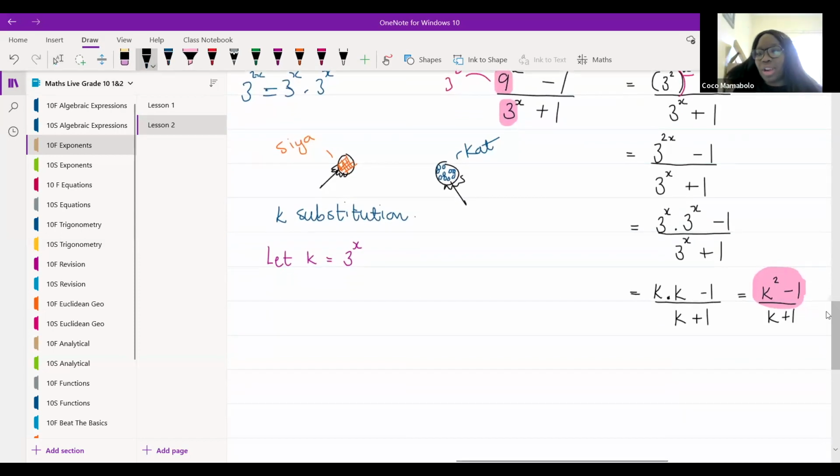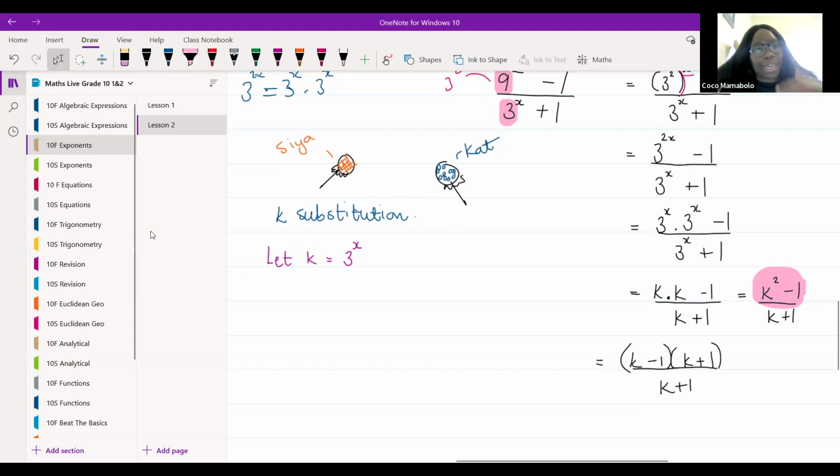So I'm going to factorize this as K minus 1 and K plus 1 over K plus 1. Now, do I see anything on the top and on the bottom that I can cancel? The K plus 1, right. So the K plus 1 and the K plus 1 will cancel. Now what I have left is K minus 1. But I know that K was equal to what? What was K actually equal to? 3 to the power of x. Excellent. So my final answer is 3 to the power of x minus 1.